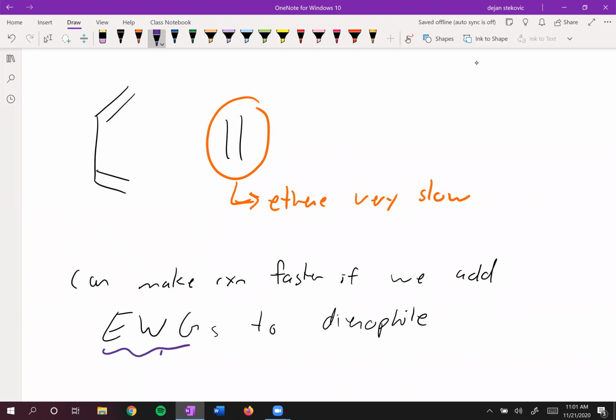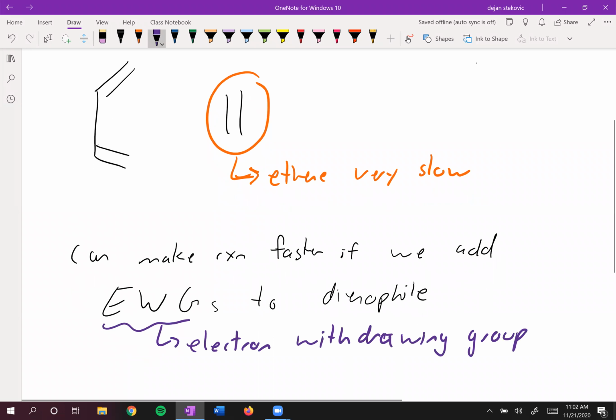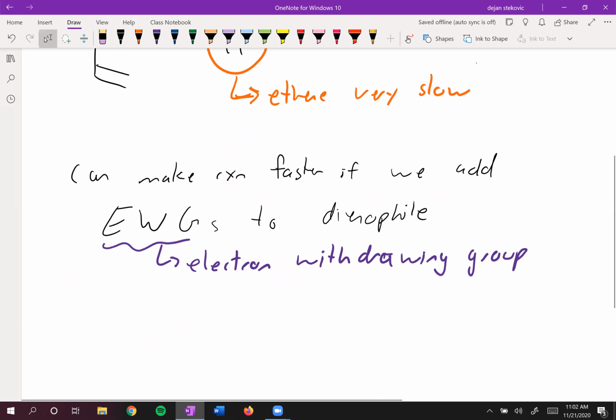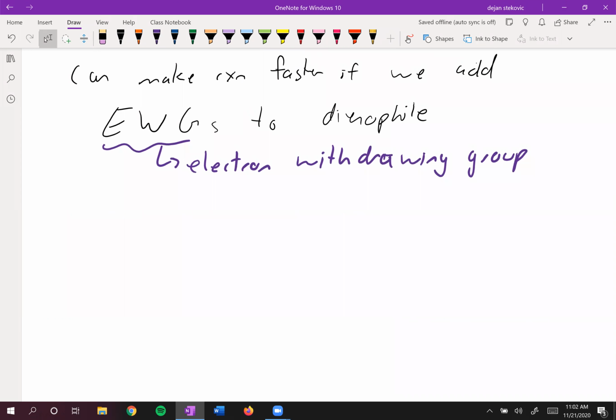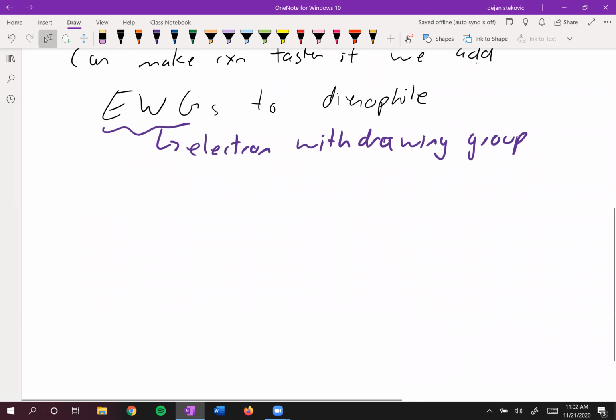And so EWG stands for electron withdrawing groups. And so these are things that are going to make this dienophile more electron poor, which will allow the reaction to happen at a faster rate.